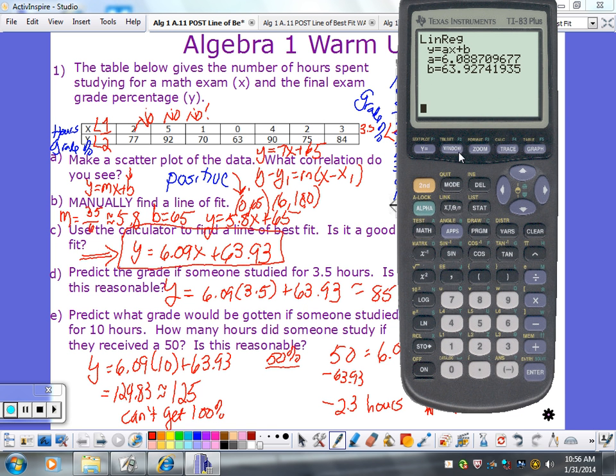If you want to see your plot, listen carefully. Press the zoom button. See the zoom button up here, the middle button on the top? And then we're going to go to number 9, Zoom Stat, statistics. I'm there, I press number 9. If you want to see it and go, wow, that's pretty, that's nice. There it is.